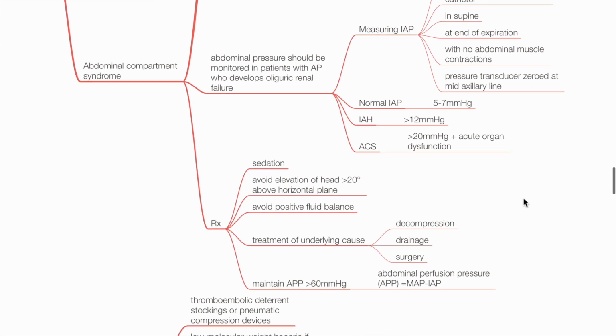Treatment of ACS is sedation, avoid elevation of head more than 20 degrees above horizontal line, avoid positive fluid balance, treatment of underlying cause, consider decompression, drainage or surgery, and maintain abdominal perfusion pressure of more than 60 mmHg, where APP equals MAP minus IAP.